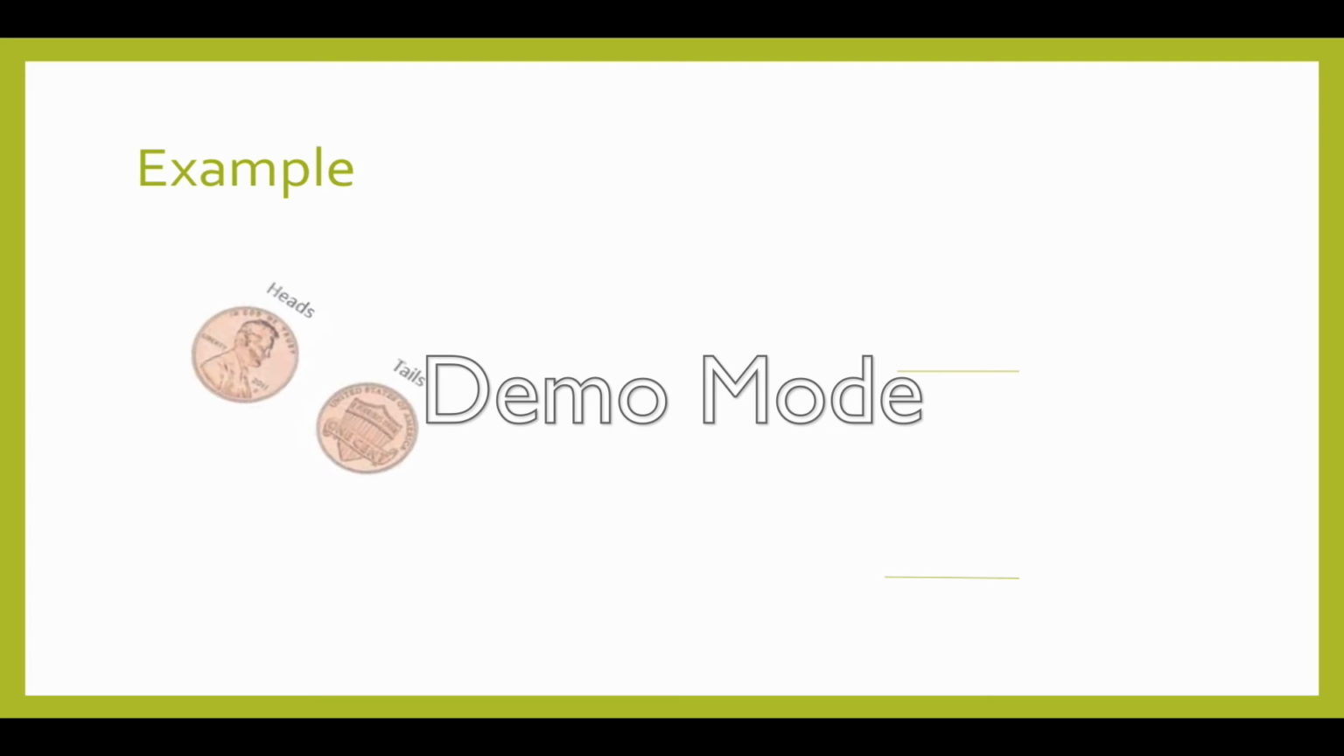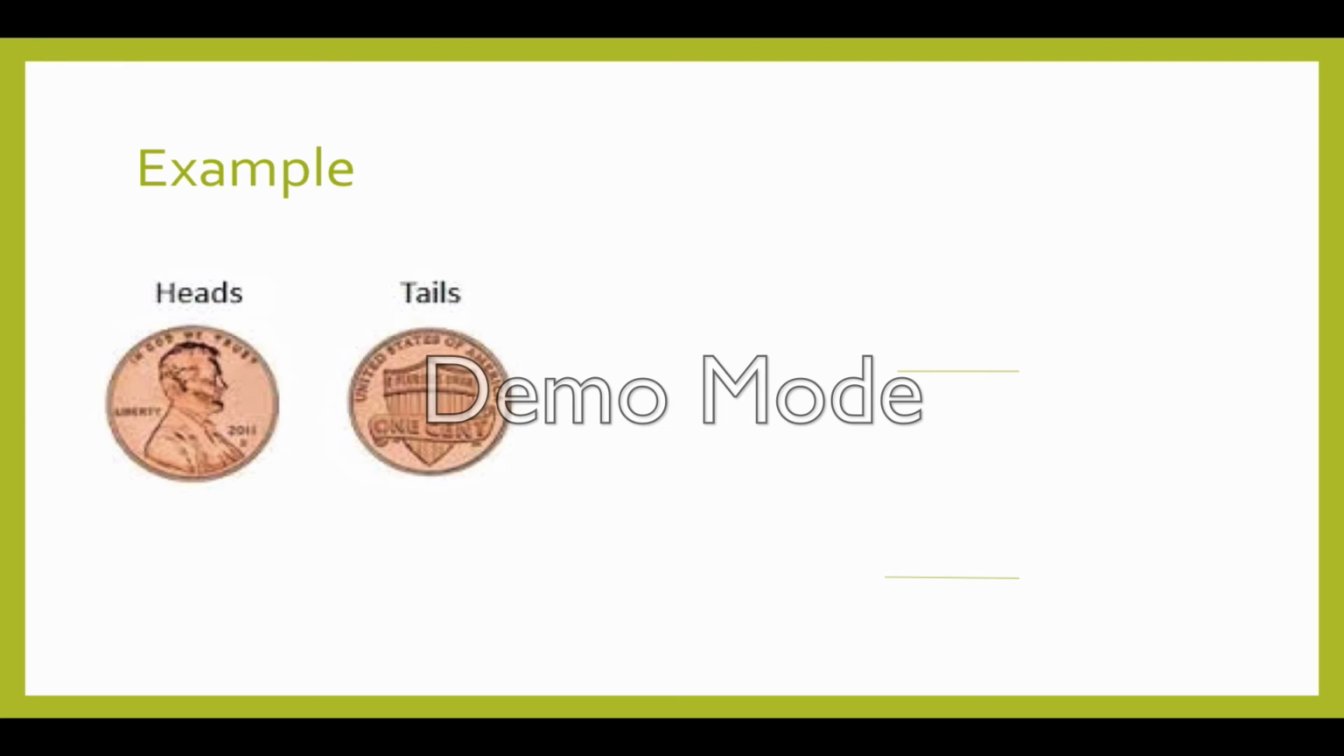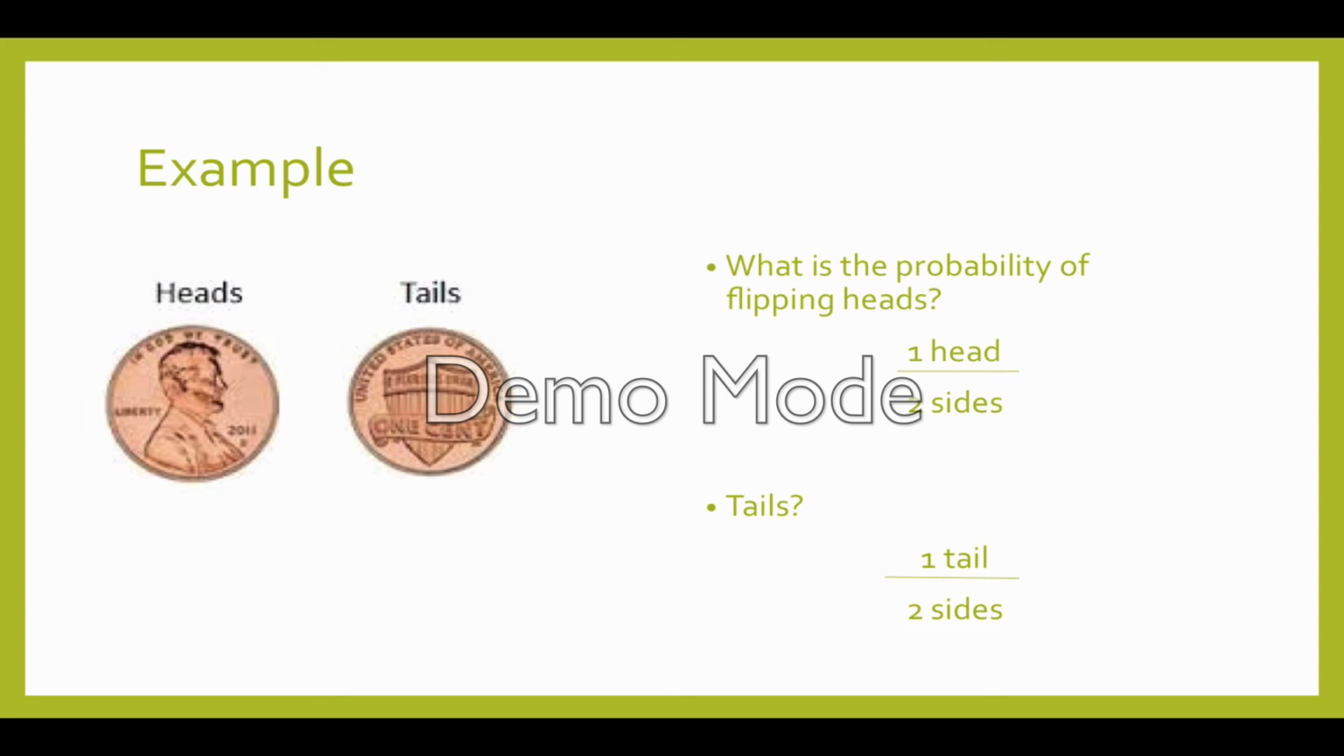Let's look at another example. With a penny, there is heads or tails. So what is the probability of flipping heads? There's 1 heads, that is the side of a penny, over 2 total sides. So the probability of flipping heads would be 1/2. What about the probability of flipping tails? There's 1 side of tails and 2 sides total. So again, the probability would be 1/2.